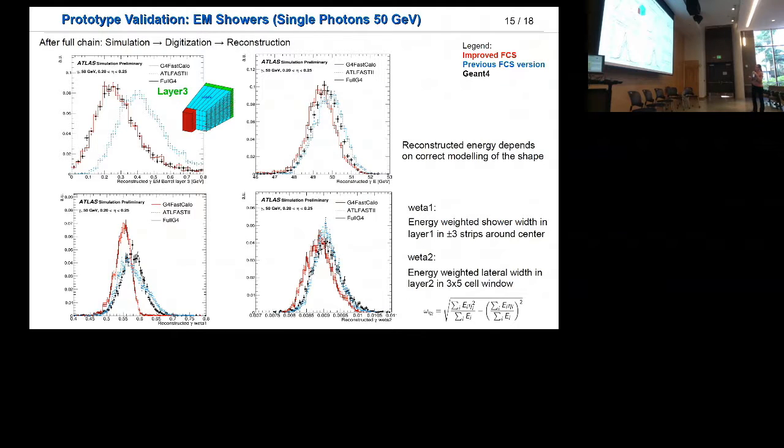So what you see here is the shower shape in layer 1 and layer 2, and you see the rest has some problems. We still need to figure out what causes this. We don't really know, but this is sort of linked with the total energy after reconstruction. Because of these problems in the shower shape, we also get the energy a little bit wrong. So we're still scratching our heads on this.